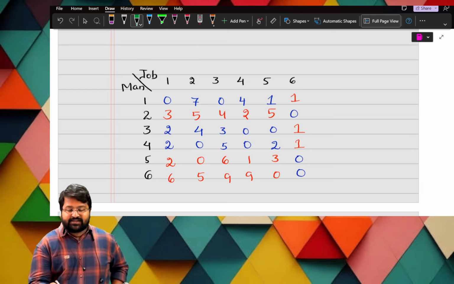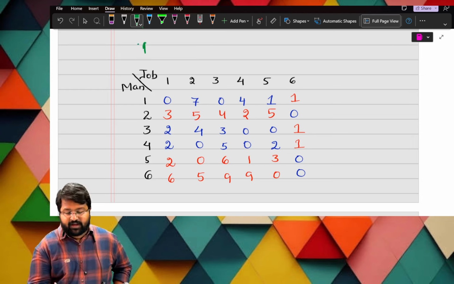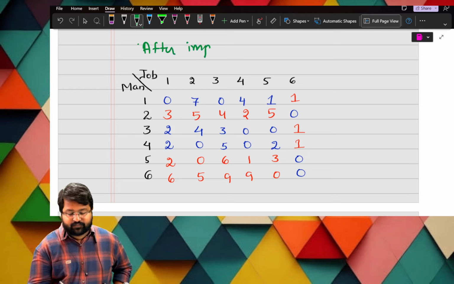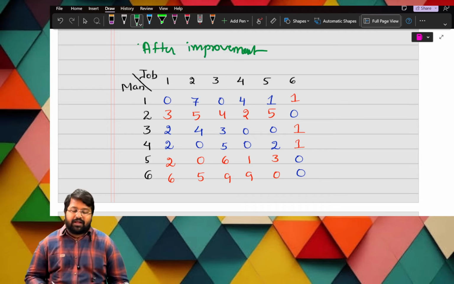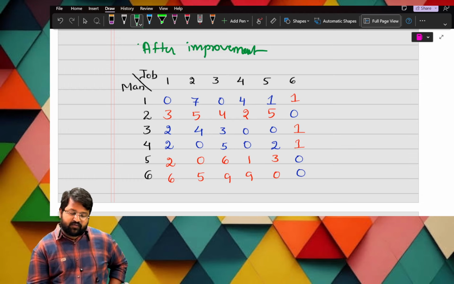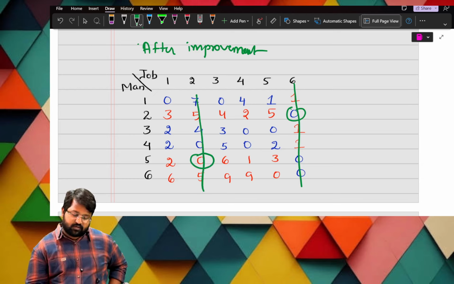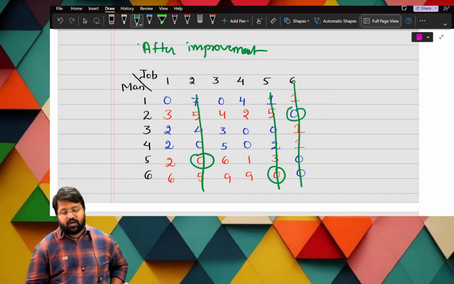So this is the end result. After improvement, I am getting this matrix. Now I have to check again from rows to columns. Is there any row with a single zero? In this there are two zeros. In this there is a single zero, so I will cancel the column. In this two, in this two, in this one, I have to cancel the column. In this there is a single zero, I will cancel. Now rows are done.